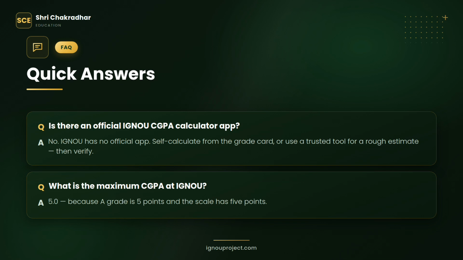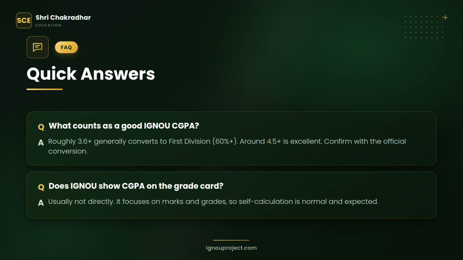What is the maximum CGPA at IGNOU? It is 5.0 because A grade is 5 points and the scale has 5 points. What counts as a good CGPA at IGNOU? As a rough guide, a CGPA around 3.6 or higher generally converts to a first division, that is 60% and above. A CGPA near 4.5 or higher is excellent. But remember, always confirm with the official conversion, not a shortcut.